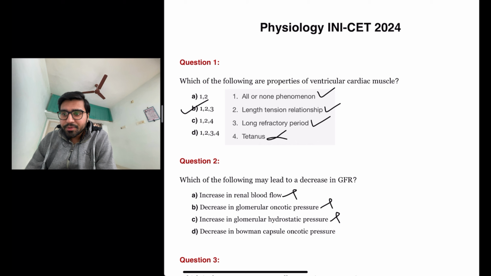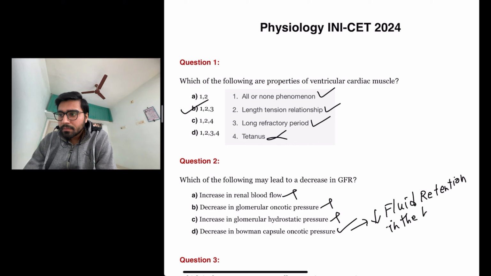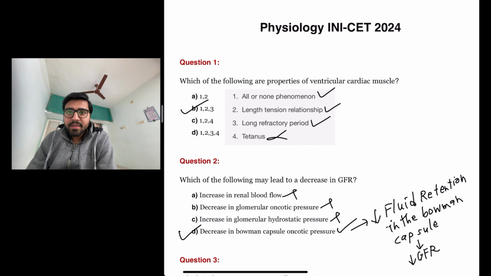Decrease in Bowman capsule oncotic pressure. Yes, it leads to decrease in fluid retention in the Bowman capsule, and which leads to decrease in GFR. So the answer here is D, decrease in Bowman capsule oncotic pressure.